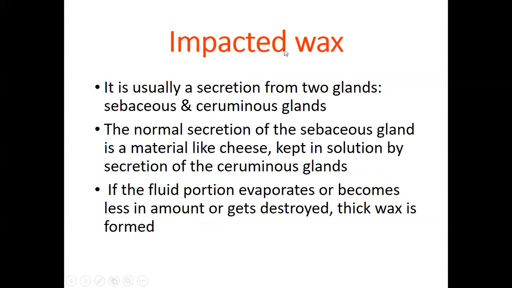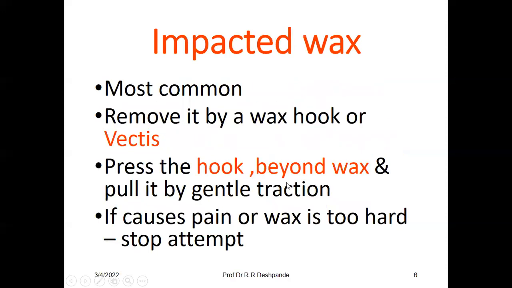Impacted wax. Wax is a secretion from 2 important glands, sebaceous glands and ceruminous glands. The normal secretion of the sebaceous gland is a material like cheese. This is kept in solution by the secretion of the ceruminous glands. If the fluid portion evaporates or becomes less in amount or gets destroyed, then thick wax is formed. So impacted wax is the most common cause for ear pain. The doctor can remove this wax by a special instrument which is called a wax hook or vettis.